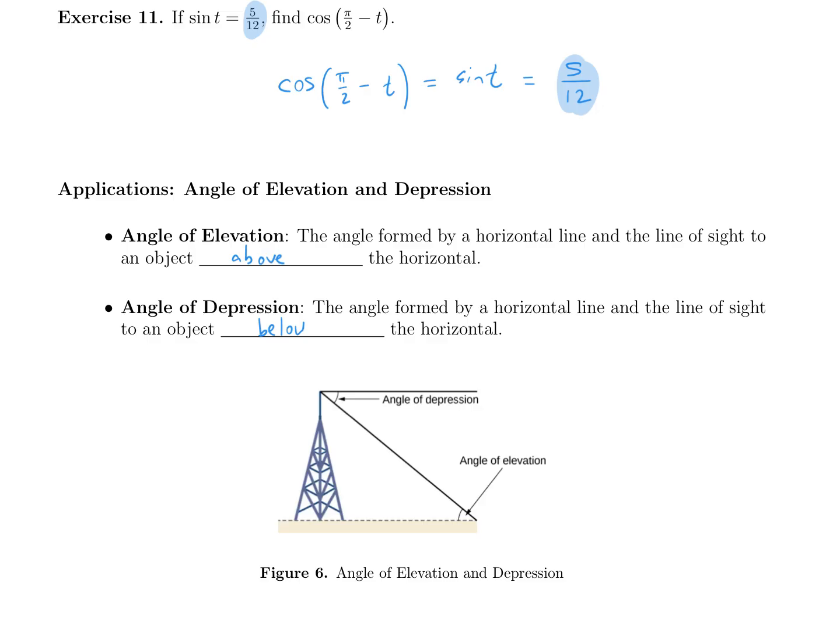All right, so for example, if your line of sight is here and you're looking down at an object down here, then this would be referred to as an angle of depression, because your line of sight is horizontal.